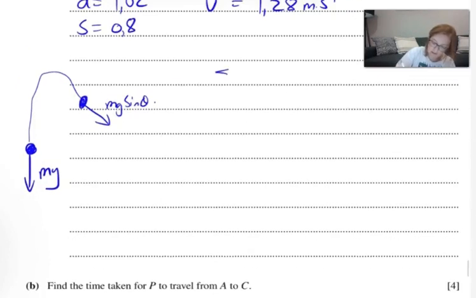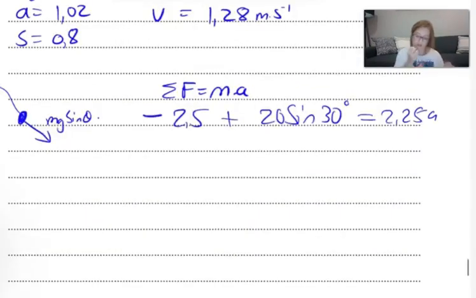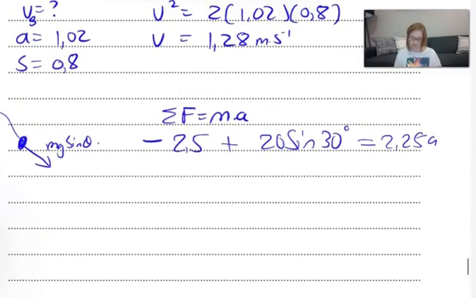So if I write up an equation, I've got my negative mg of my one particle. So I'm just going to copy minus 2.5 of the one particle. And then I've got plus my 20 sine 30 of the other one is 2.25a. So I've got a new acceleration now because it's no longer rough. Okay, so minus 2.5 plus 20 times sine 30 divided by 2.25. So my acceleration is now going to be 3.33.